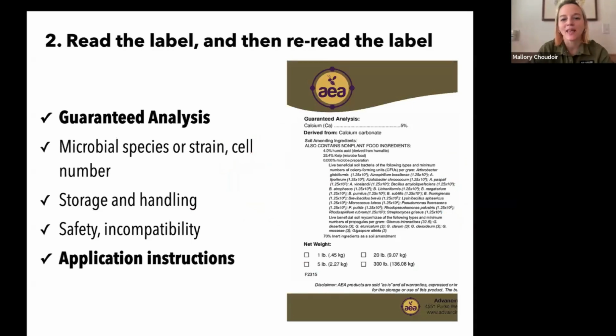Read the label and then reread the label. On these labels, you will find the guaranteed analysis of what is in this. You can identify if this is a single microbial species. Is it a particular strain? The cell number and density will be on the label. Identify the storage and handling instructions, safety and incompatibility, and importantly, the application instructions.